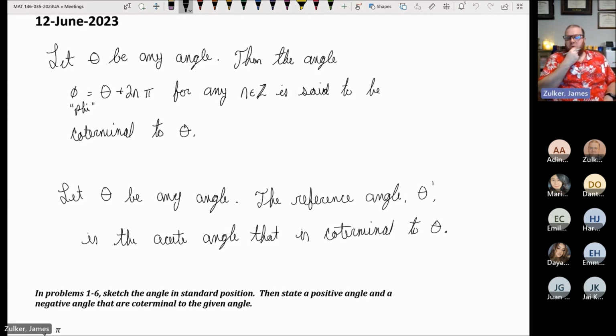Each of the next 6 problems, we're going to sketch the given angle in standard position, then state a positive angle and a negative angle that are coterminal to the given angle. All right. Standard position simply means the initial point of the ray is at the origin, and the angle is measured with respect to the positive x-axis.